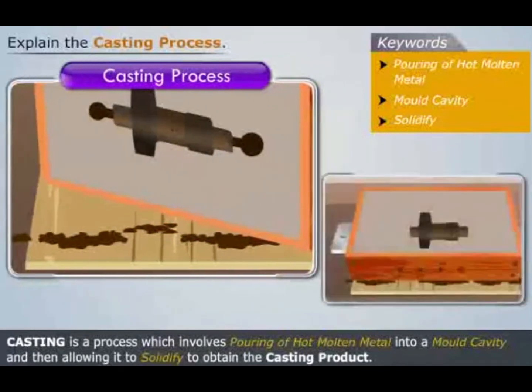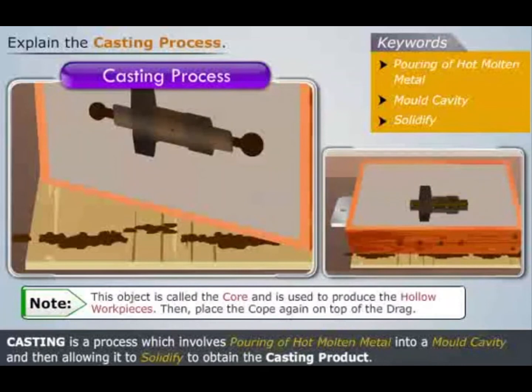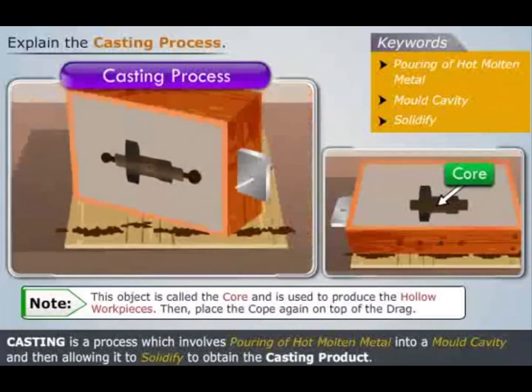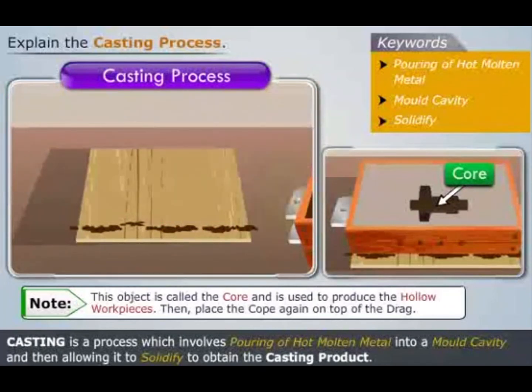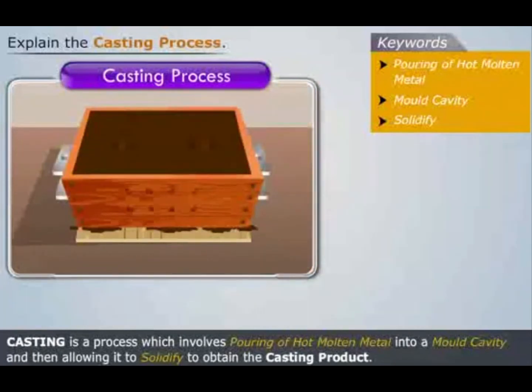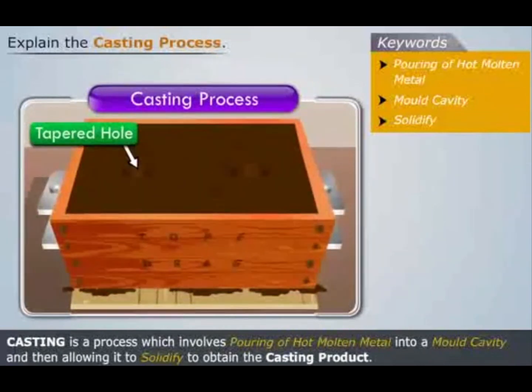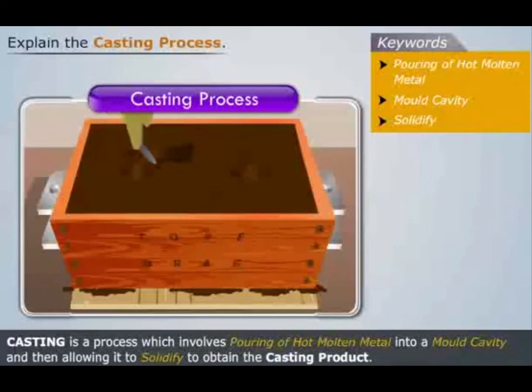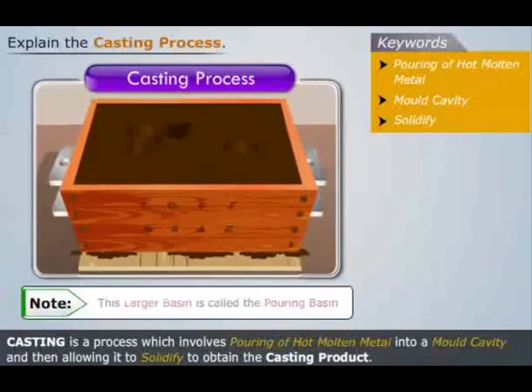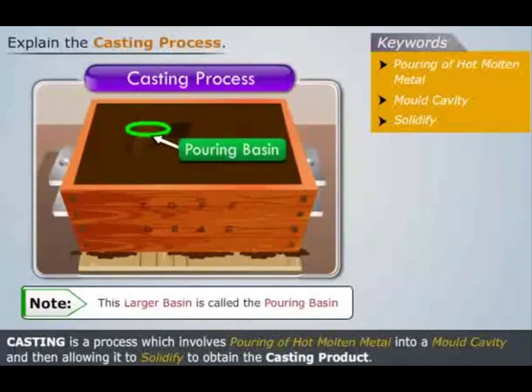Now in this cavity insert a vent wire to make a hole in order to release the hot unused gases. Now inside the cavity of the drag, place a cylindrical object made of clay. Note that this object is called the core and is used to produce the hollow workpieces. Then place the cope again on top of the drag. As we can see, this tapered hole is too narrow for the proper flow of molten metal. So make a larger basin beside the tapered hole and connect them through a passage. Note that this larger basin is called the pouring basin.